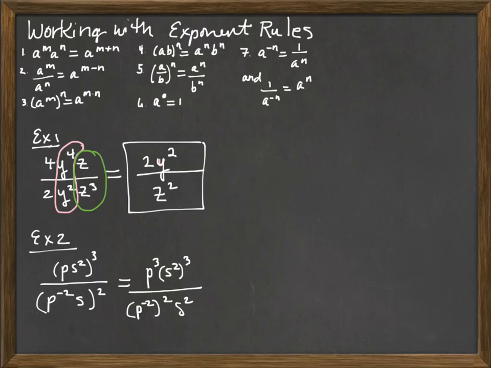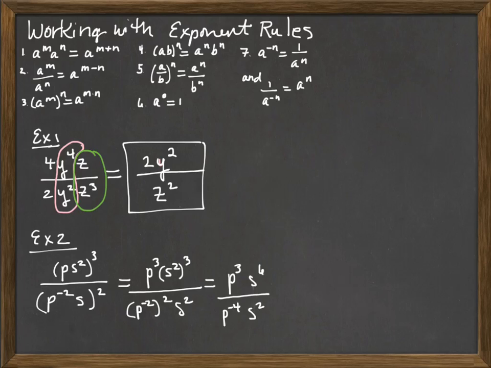Alright, now we have these two cases where we have exponents raised to exponents. So if we look at example 3, we realize that when that happens, we just multiply our exponents. So that's p cubed s to the 6th, because we multiply the 2 times the 3. And on the bottom, we get p to the negative 4 when we multiply those exponents, s squared.